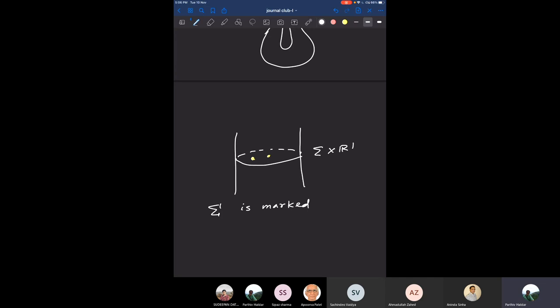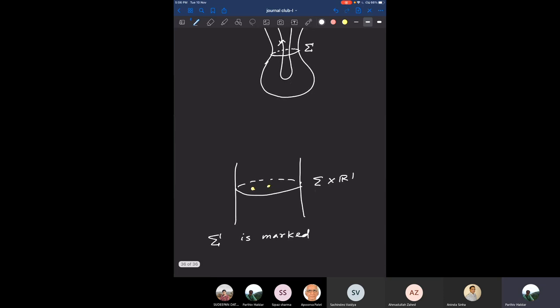So you have also now a Riemann surface, but it's marked in the sense that you have some points on that Riemann surface, which have certain representations actually associated with them, because each Wilson line has a representation associated with them.